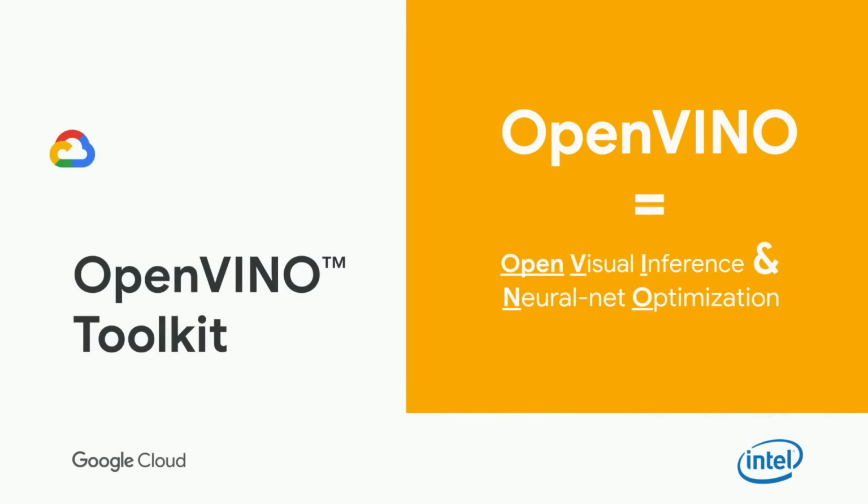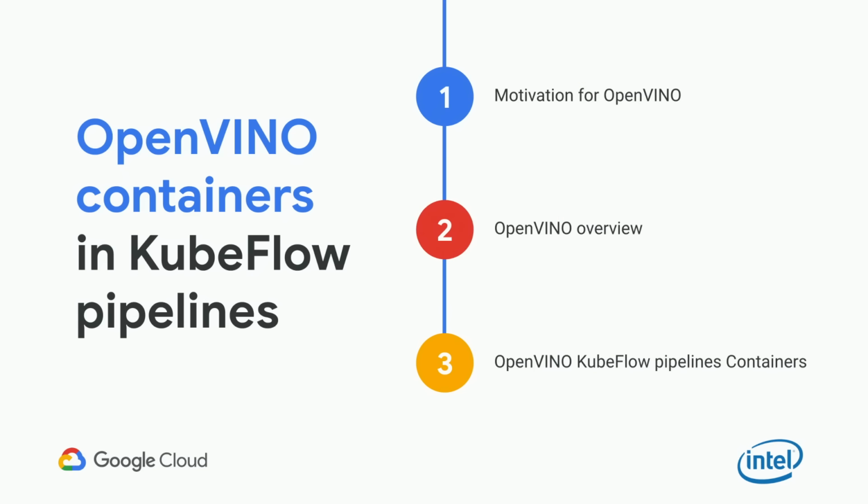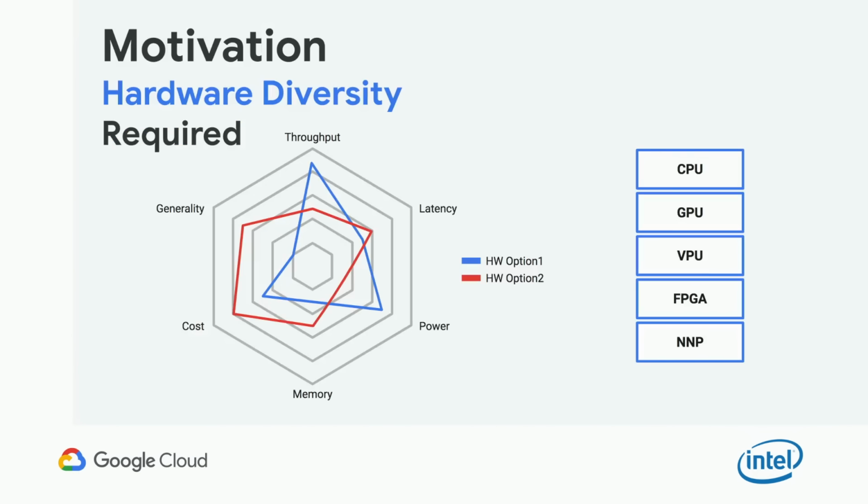Intel and Google are partnering to enhance the Kubeflow pipelines. As a first step, Intel added the OpenVINO toolkit as containers to the Kubeflow pipelines. To start, I want to motivate the reason for the OpenVINO toolkit, then give a brief overview of OpenVINO, and then share how OpenVINO can be used with the Kubeflow pipelines.